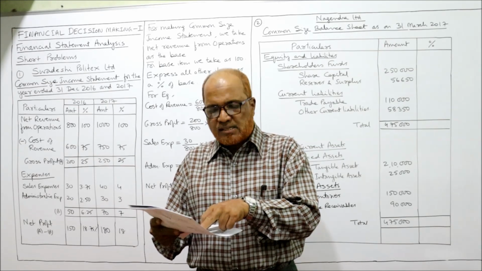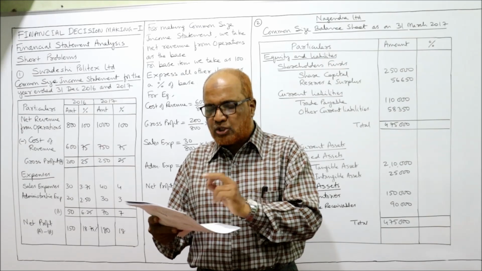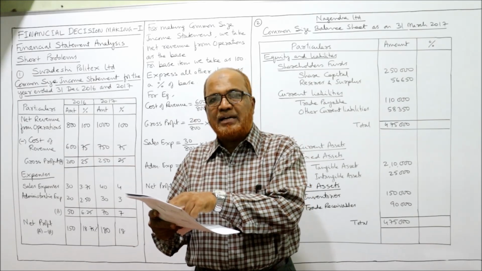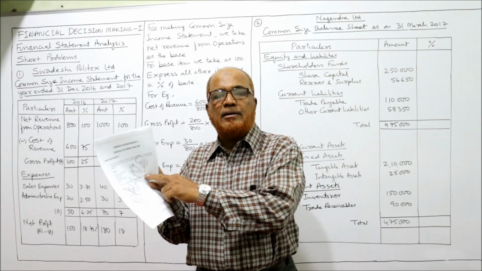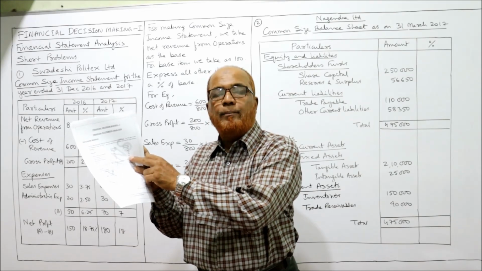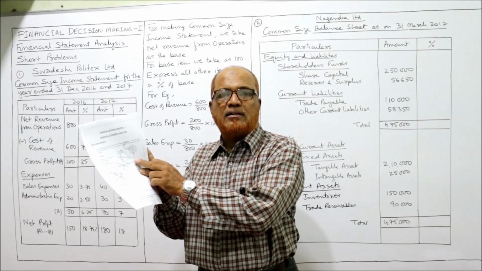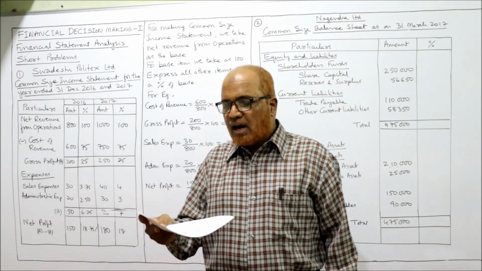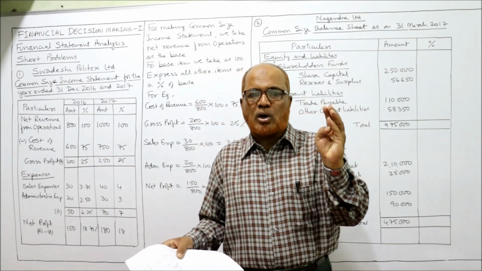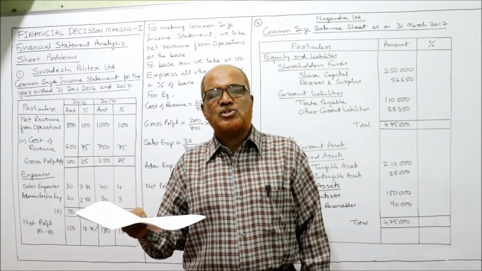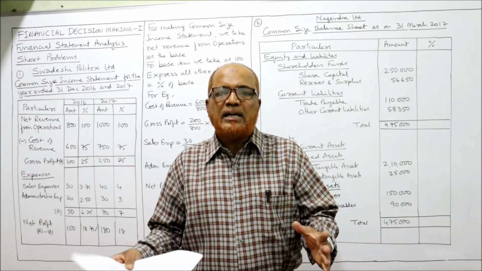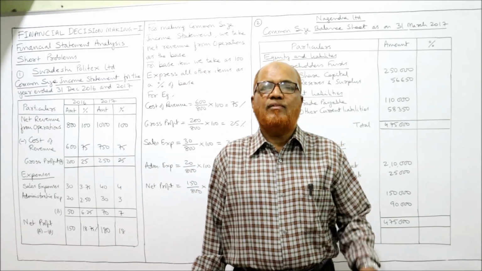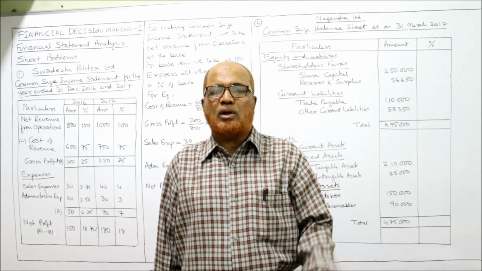Then sales expenses are given, administrative expenses are given, net profit is given. There's a printing mistake. For 2017, the net profit is given in the sheet as 190. Make it 180. It is not 190. It is 180. Make the correction here, 180. So we are given net revenue from operations, cost of revenue, sales expense, administrative expense, net profit. Now for analysis purposes, it is better to make the income statement in a vertical format, not in horizontal format.